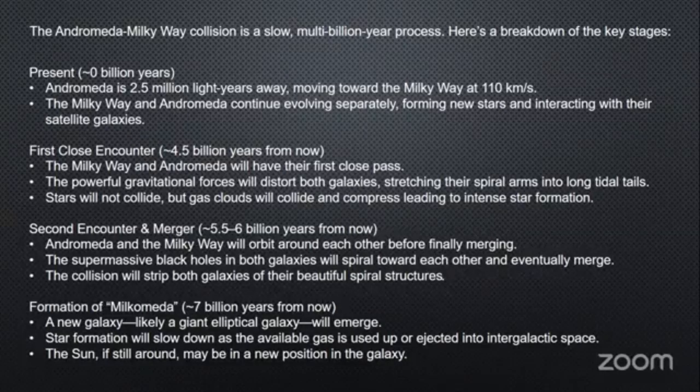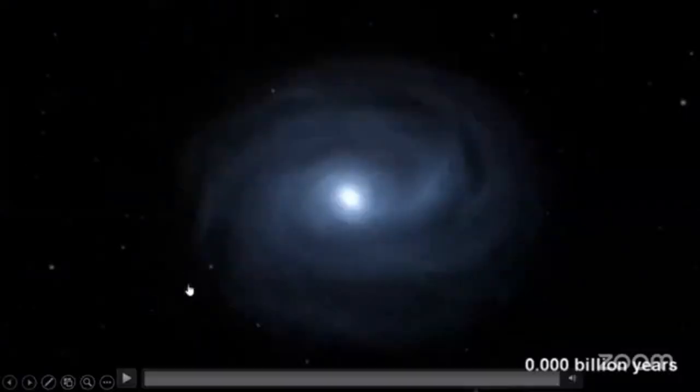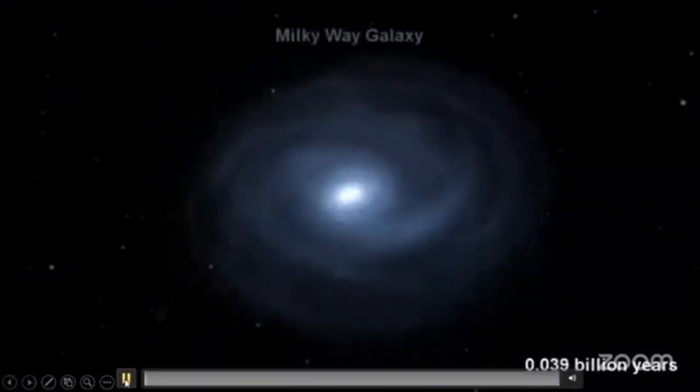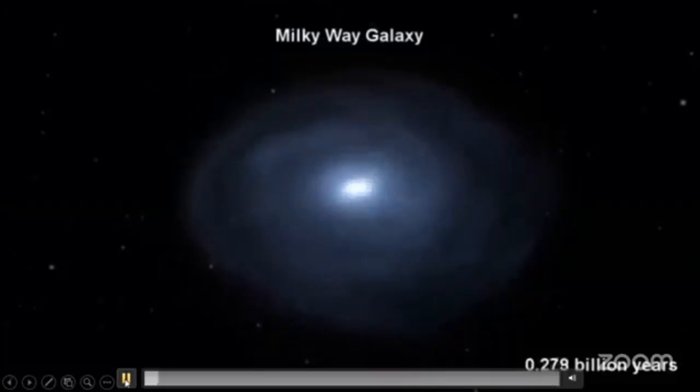Star formation will slow down as available gas is used up or ejected into intergalactic space. So how about the sun? If the sun is still around, which I doubt, but if the solar system is still around, we may be in a new position in the new galaxy. Here is a simulation of everything I've just described.